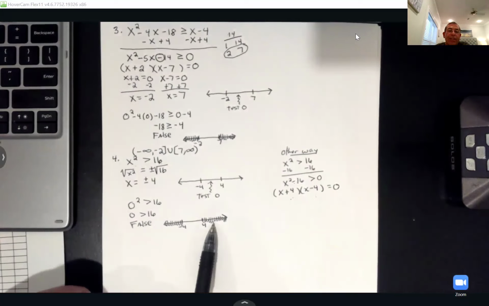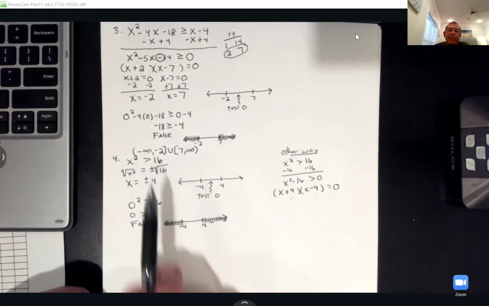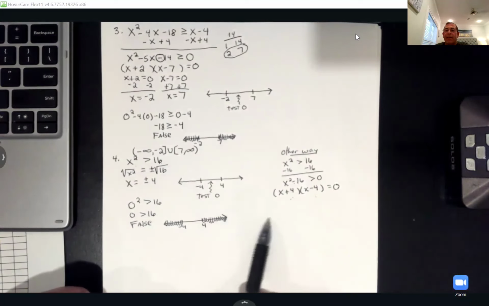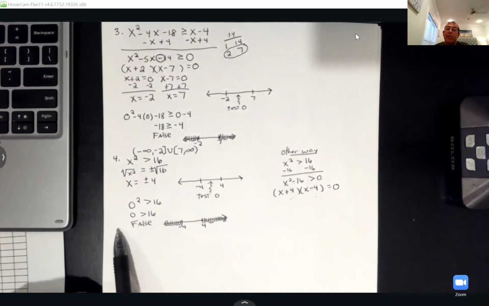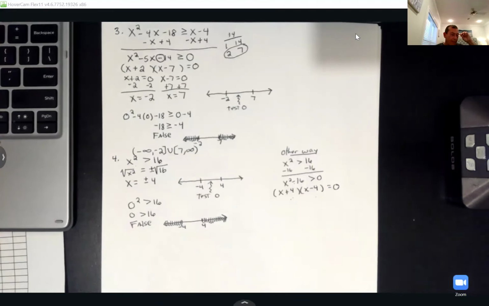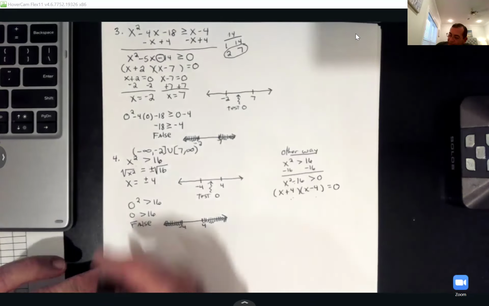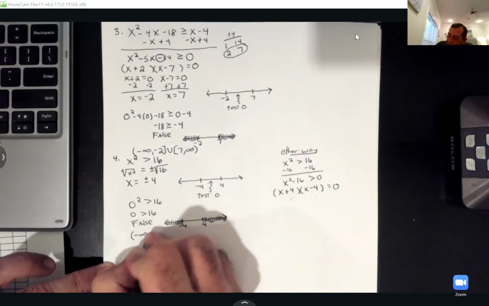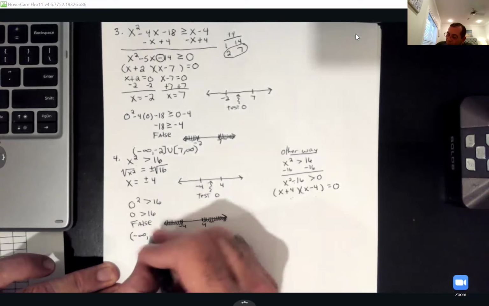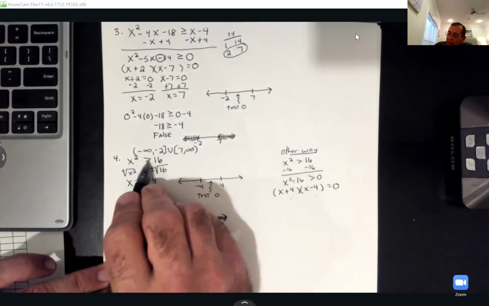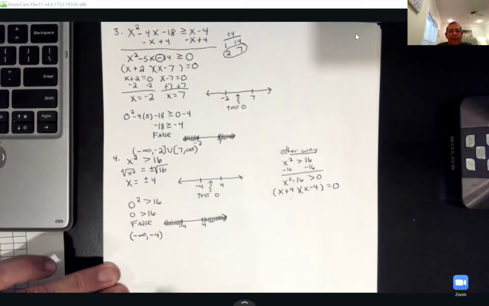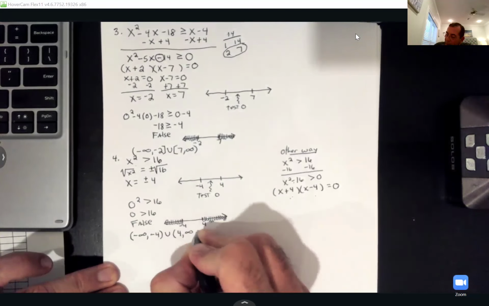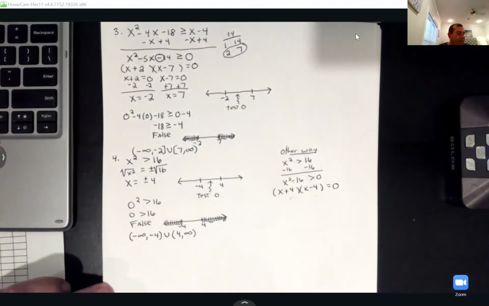Okay, because any number I shaded, if I square it, it's going to be bigger than 16. Like 5 squared was 25, 6 squared is 36, and they're just going to get bigger as I head out towards those infinities, okay? So, interval notation starts at negative infinity, goes up to our -4, greater than is parentheses, and then union from the +4 to positive infinity.